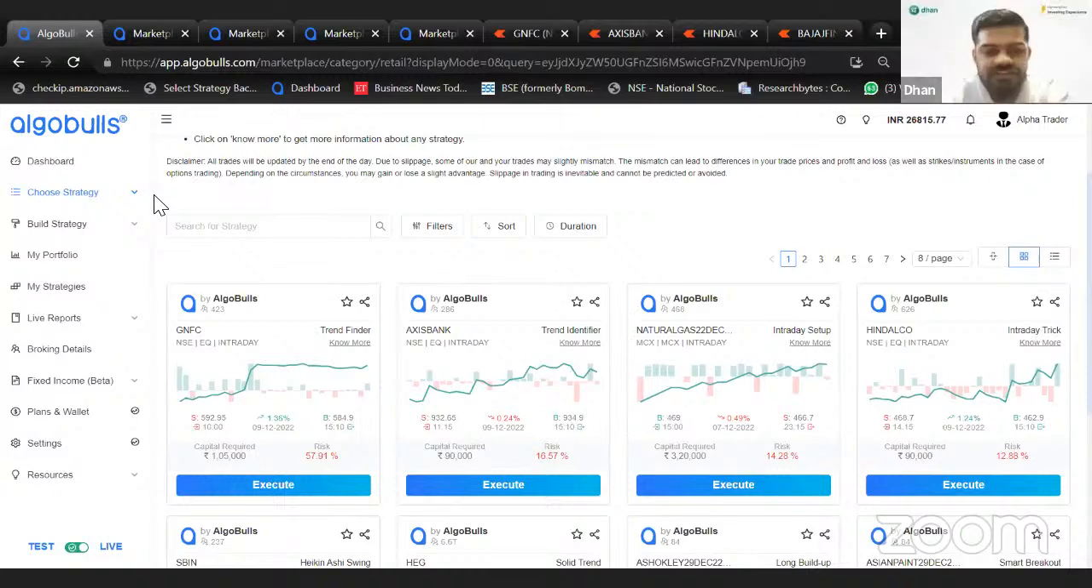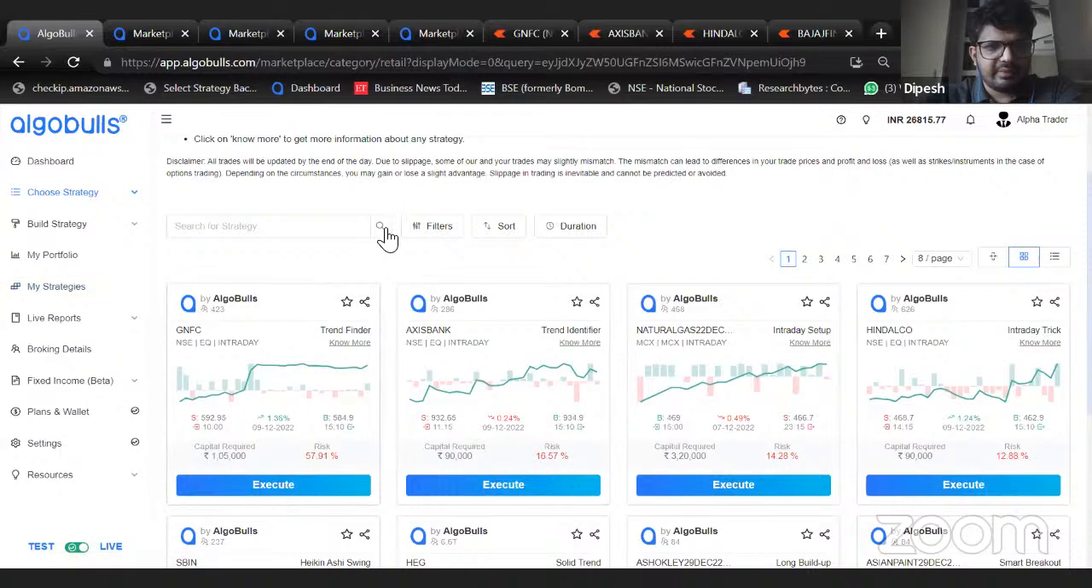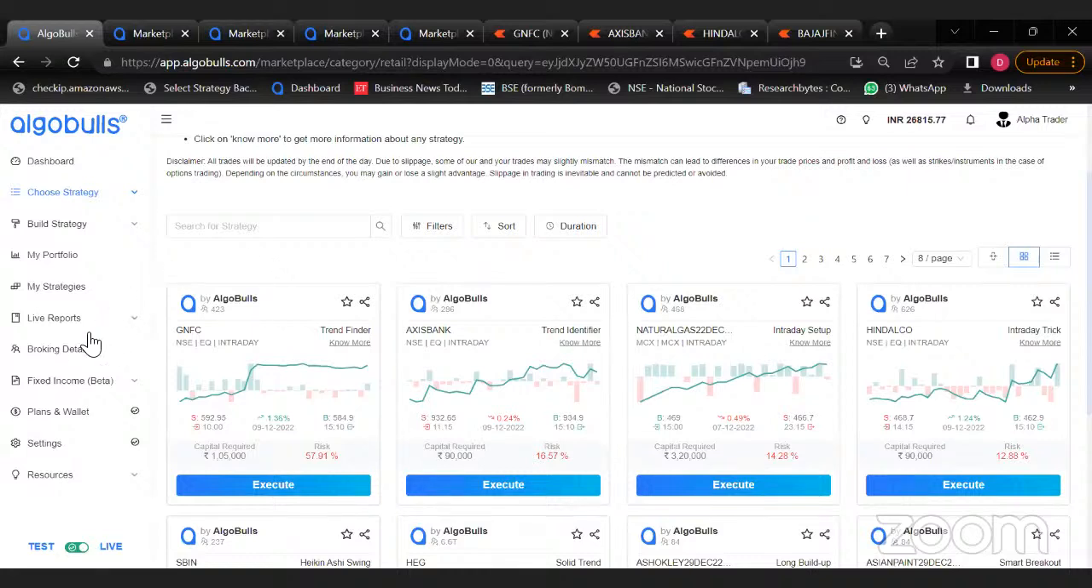Thanks, Dhananjay. Thanks, Dipesh, for addressing the concern of users. We have some doubts about how to connect the broker login. Can you please shed some light on that as well? If possible, can you show it directly on the screen? Yes, we can do that. Dipesh, if you can just go to broking details.